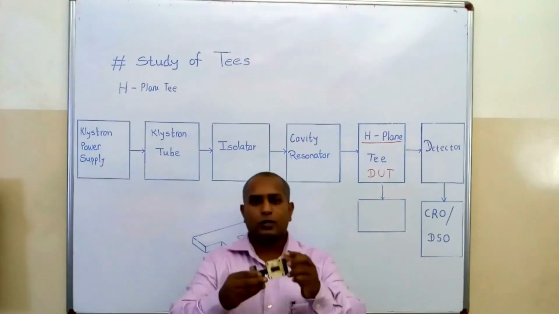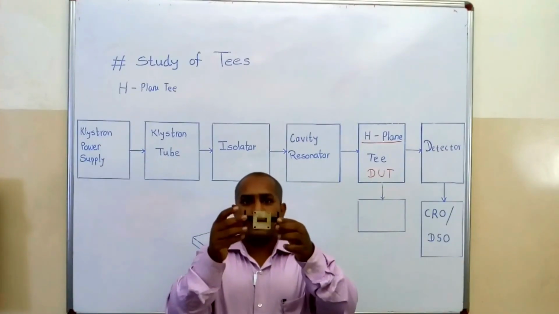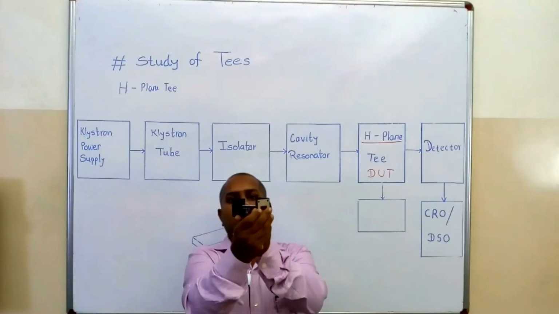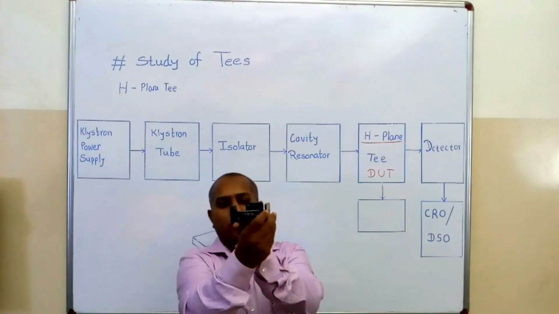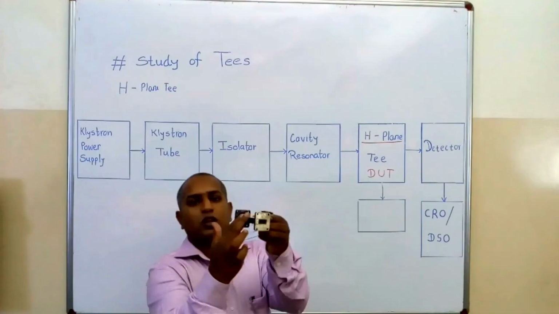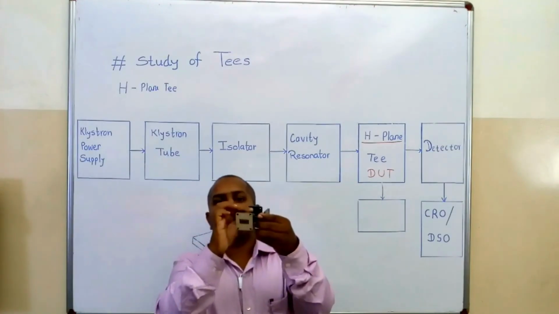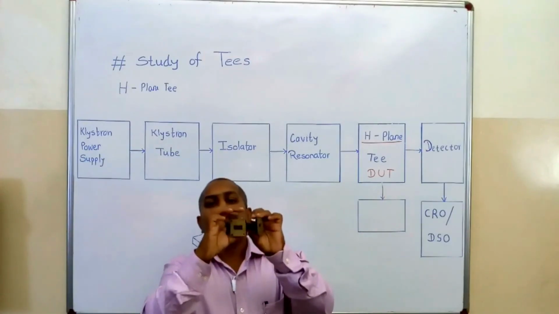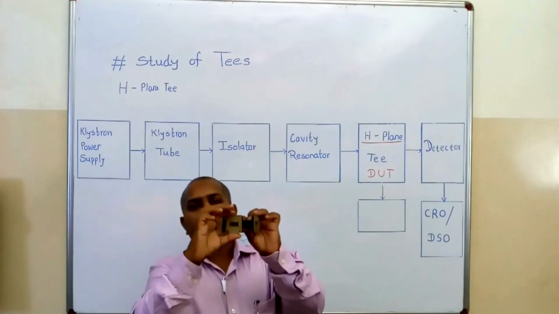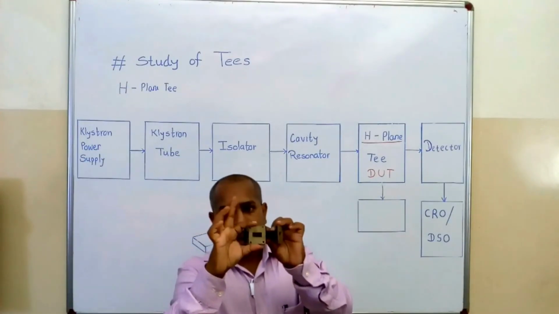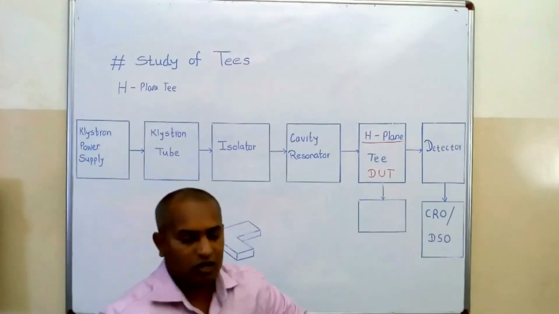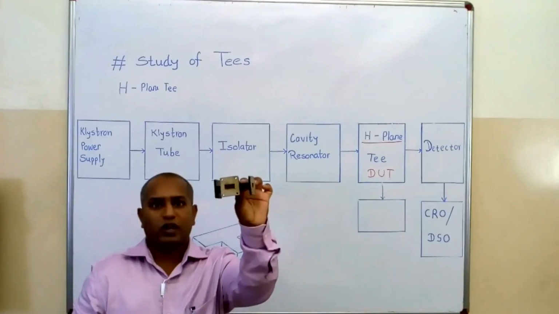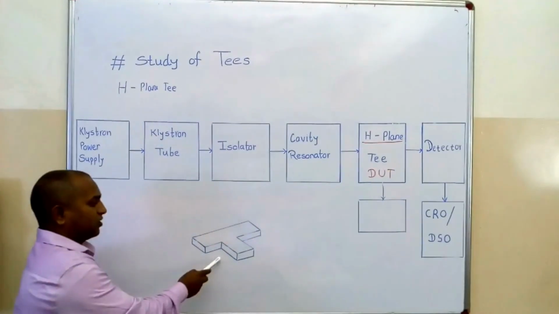So look here, this is an H-plane T. Look at the 3D geometry. In which this is your primary waveguide, also known as a collinear waveguide, and this is your side arm, also known as an H arm. So the 3D geometry front view of your H-plane T looks like this.